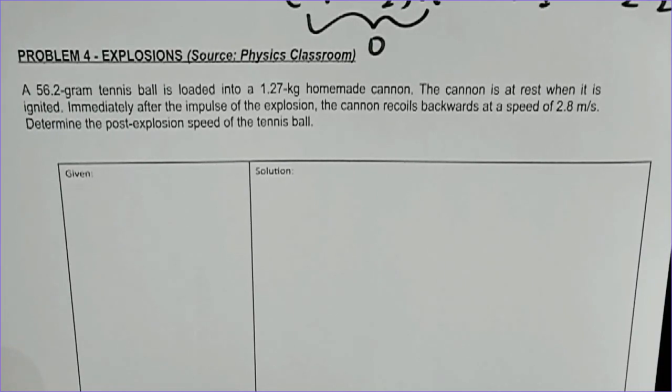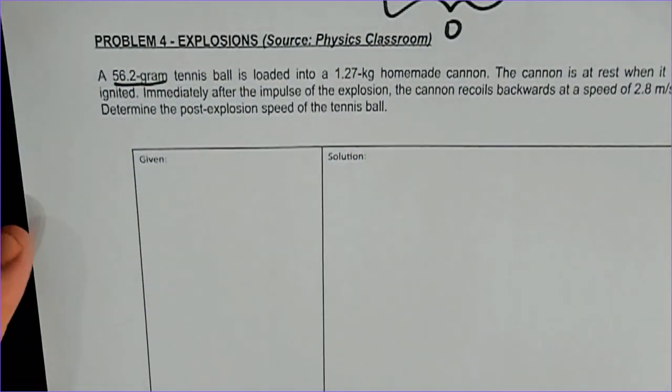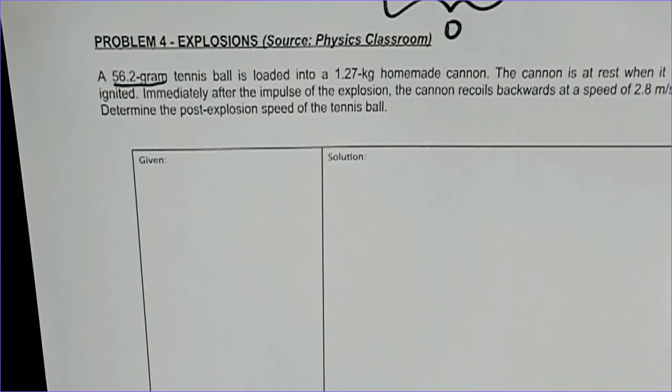So we have a tennis ball loaded into a cannon. The cannon is at rest when ignited. Immediately after the impulse, the cannon recoils backwards at a certain speed. Determine the post-explosion speed of the tennis ball. So how fast does this tennis ball go?